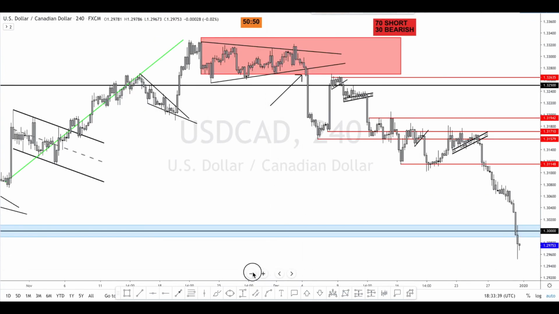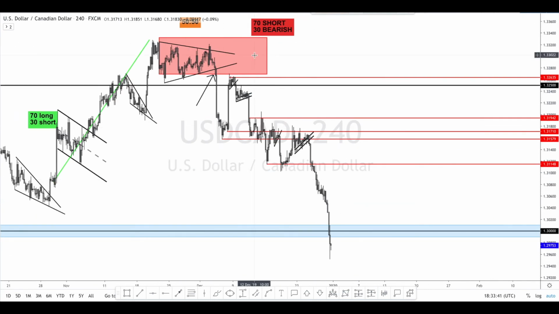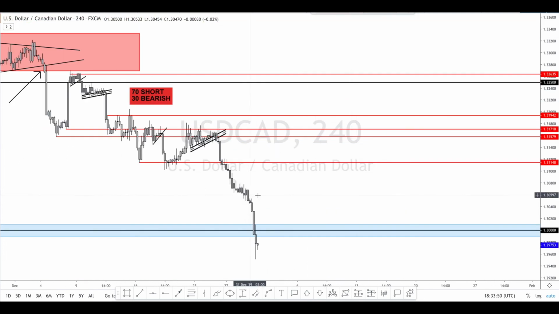So as we're now starting to sell off so aggressively, I'll say from here 70-30, then it's going 80-20, 90-10 now. We're not really getting any pullbacks in the market.